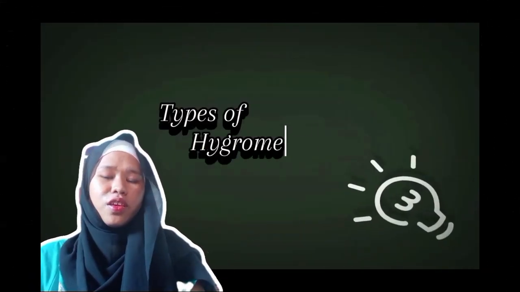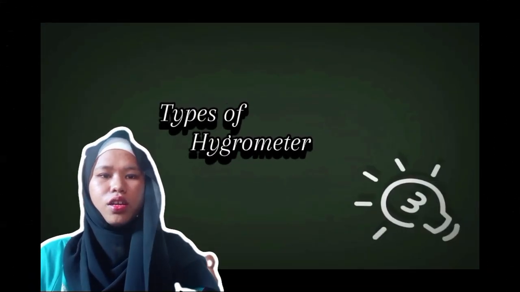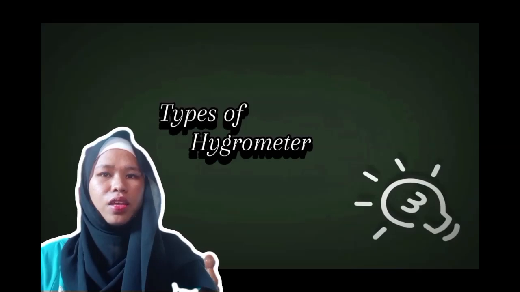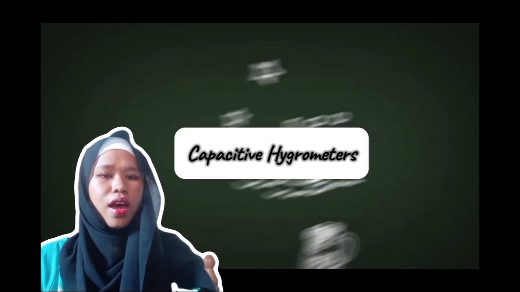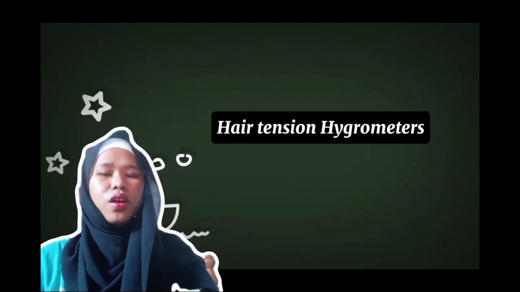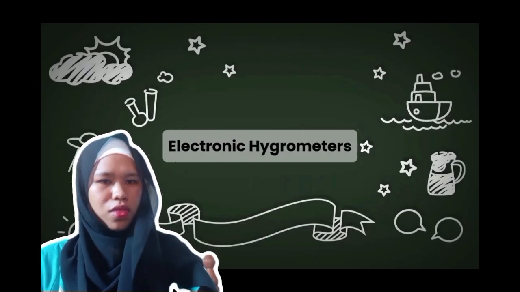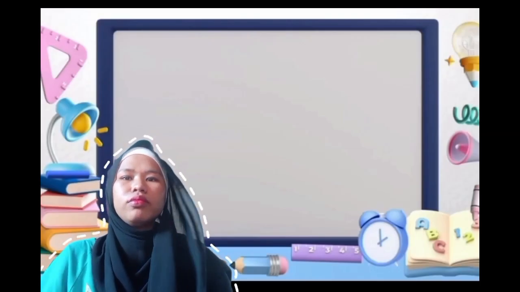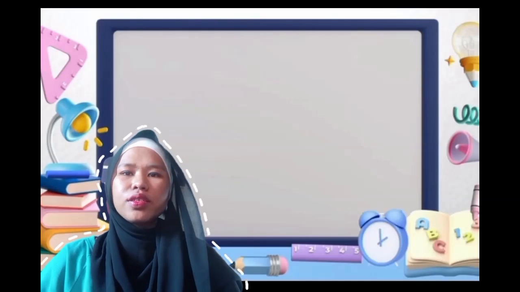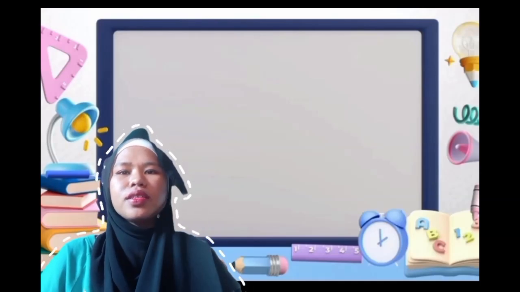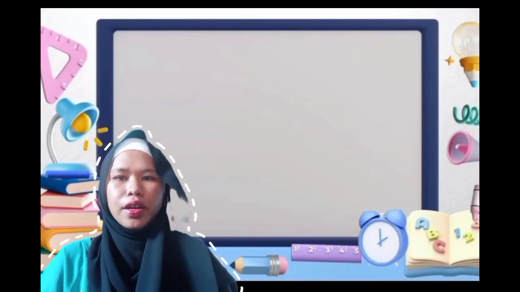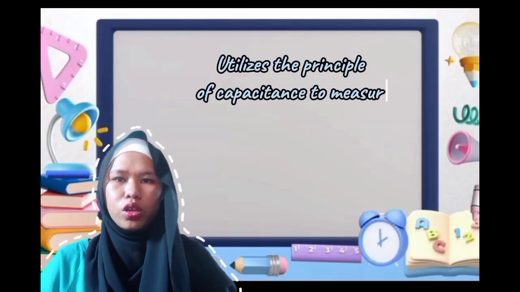So now here are the three types of hygrometer. The first type is the capacitive hygrometers, second is the hair tension hygrometers, and third one is the electronic hygrometers. So first, let's talk about the capacitive hygrometers or capacitive humidity detector.